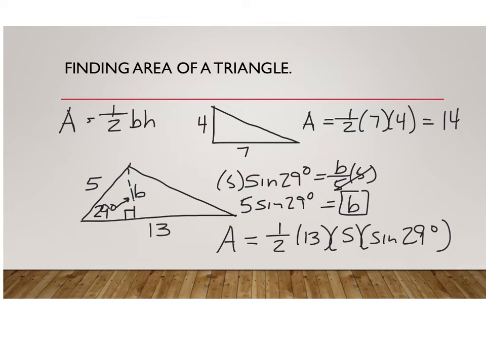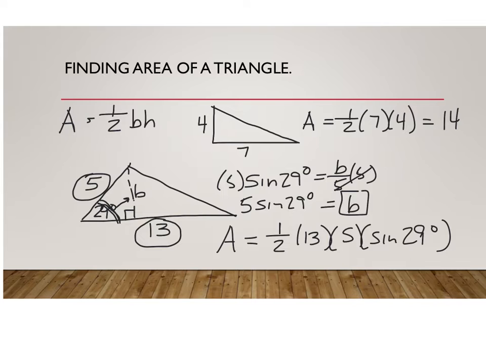Now, this is always going to happen in any triangle if you are given two sides and the angle that's between them, or I'll refer to this as the included angle. If that's the case, it's basically 1/2 times the side times the side times the sine of that particular angle.